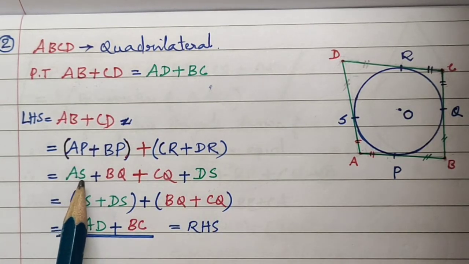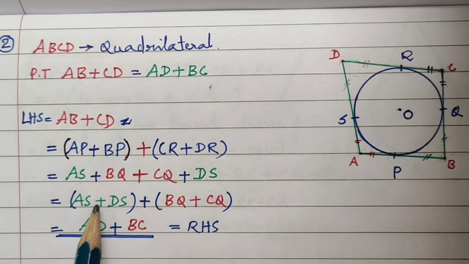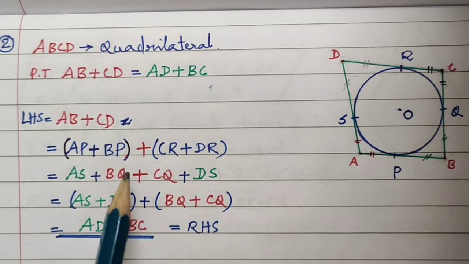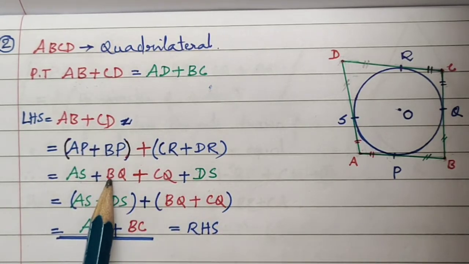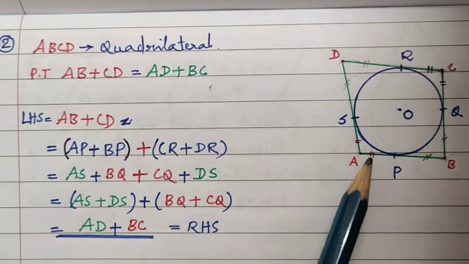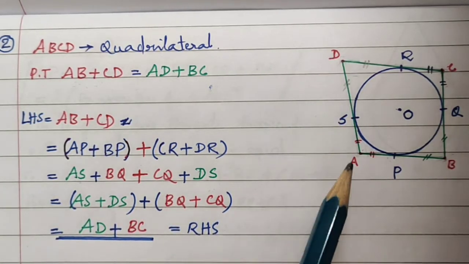Let us rearrange these things. AS plus DS, we are writing and putting the brackets and arranging these two together, BQ plus CQ. What is AS plus DS? That is AD.